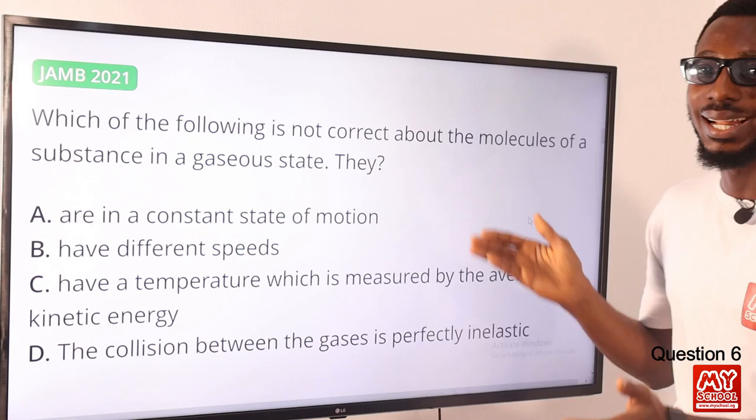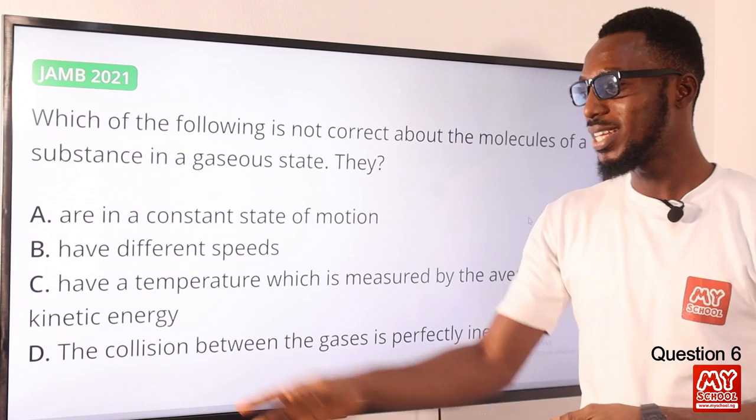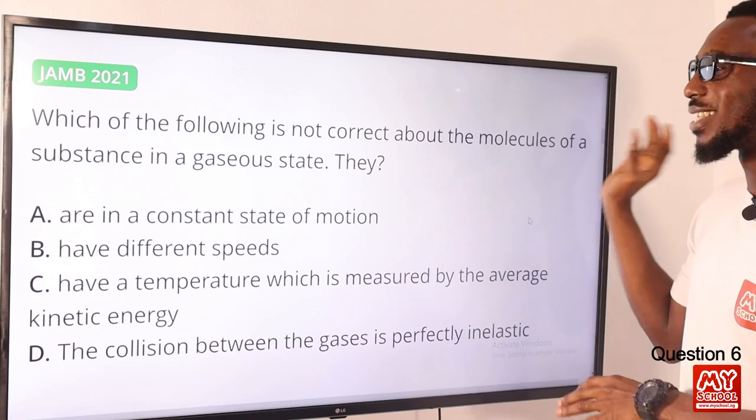So the statement that is incorrect is option D. The collision between the gases is perfectly inelastic. So option D is a no-no. Option D is the right option for not being correct about the molecules of a substance in a gaseous state.